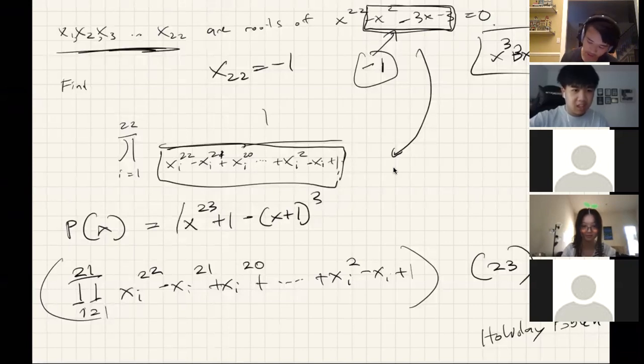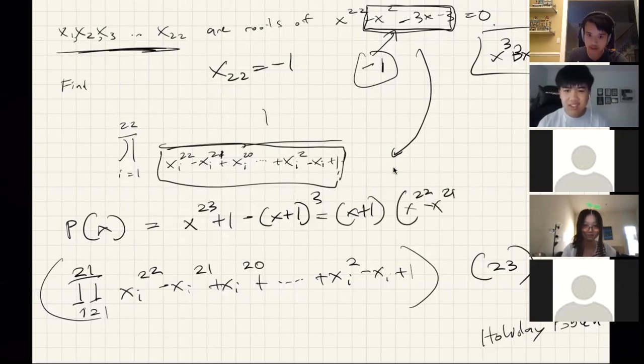So the reason why I rewrote the polynomial like this is because we can write it as x plus 1 times this alternating sum.